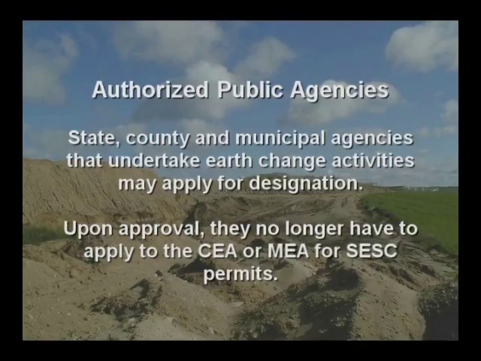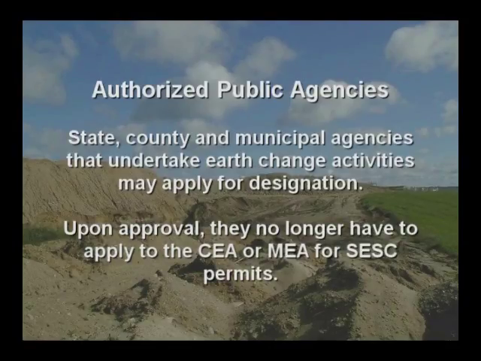State, county, and municipal agencies that undertake earth change activities may apply to the DEQ for designation as an authorized public agency, or APA. To be designated as an APA, the agency must submit SESC procedures to the DEQ that detail how it will minimize erosion and off-site sedimentation while undertaking earth change activities. Upon approval of the SESC procedures by the DEQ and designation as an APA, the agency is no longer required to apply to the CEA or MEA for SESC permits.